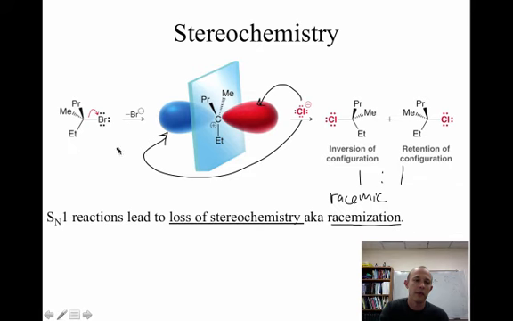If we start with something that's enantiomerically pure, we get a racemic mixture. We lose that enantiomeric purity.